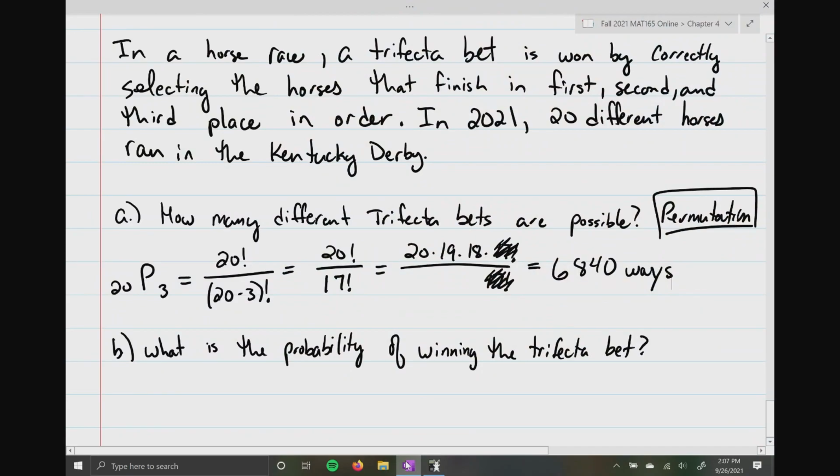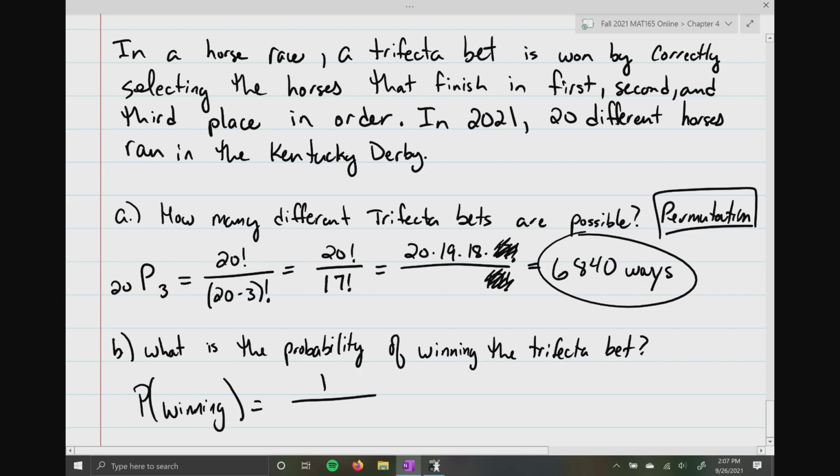Both completely acceptable. But now the second part is, what's the probability of winning? Well, there's only one way that you can select the trifecta. There's only one way: first, second, third place. So this is going to be 1 over 6,840. And if you do the math there, you get 1.46 times 10 to the negative 4th.